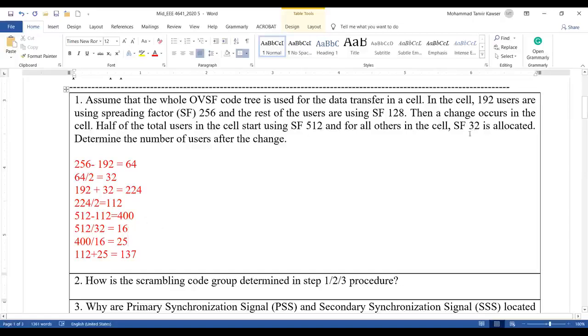So the ratio is, sorry, it's 2 to the power 9 and 2 to the power 5. So 2 to the power 4, 16 is the ratio. So actually we have to divide 400 by 16 to find out the number of users at the level of 32. Okay, so if we divide, then the number of users we get is 25, and we had 112 users at 512. So the new number of users is 112 plus 25, 137.